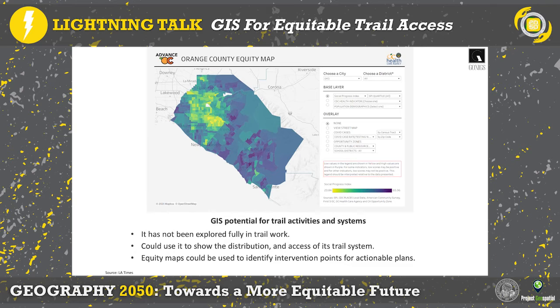So moving forward, we think GIS could be used to even show the distribution and access of trail systems and then to identify the intervention points for actionable plans, which would then lead to equitable trail access.